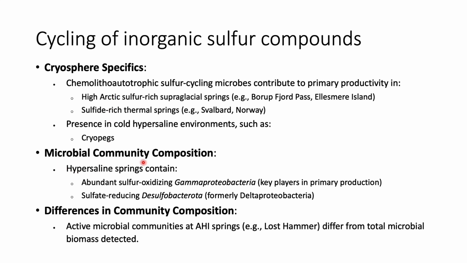And with respect to the microbial community composition, the hypersaline spring contains abundant sulfur oxidizing bacteria, which are key players in the primary production, and the sulfate reducing bacteria are also present. And what is the difference in the community composition? The active microbial communities at these Lost Hammer springs differ from the total microbial biomass that is detected. So that means different regions have different types of bacteria.